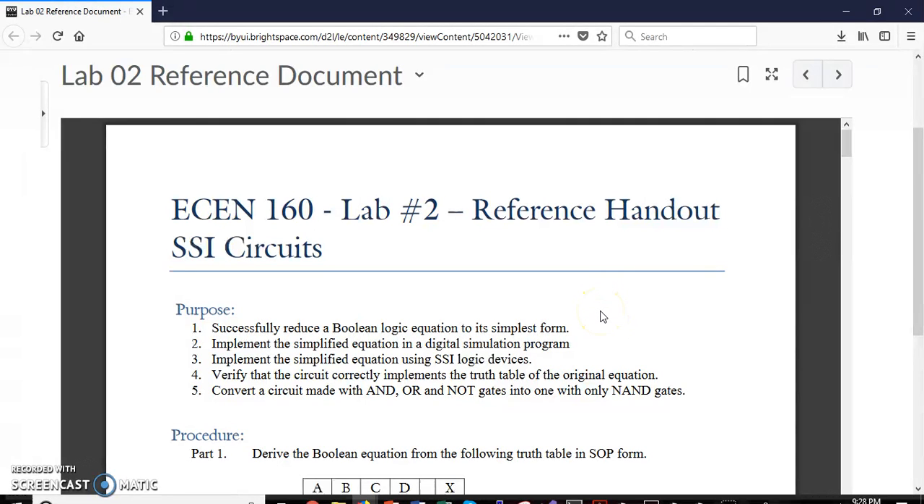before going into circuit building. Similarly, it also proves how useful a tool K-maps can be when simplifying equations. All right, so that is Lab 2 in a nutshell.